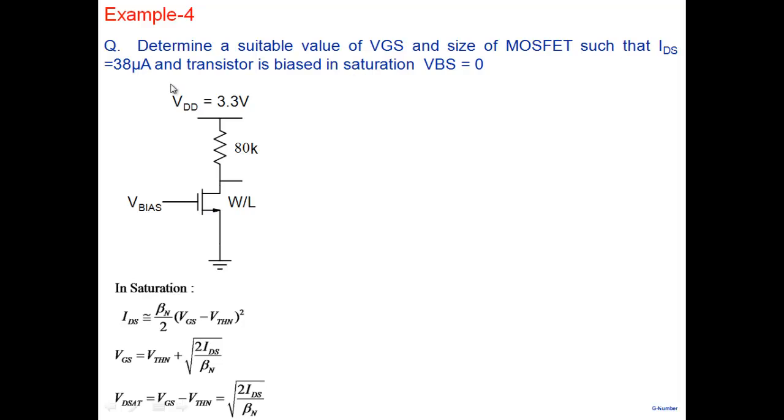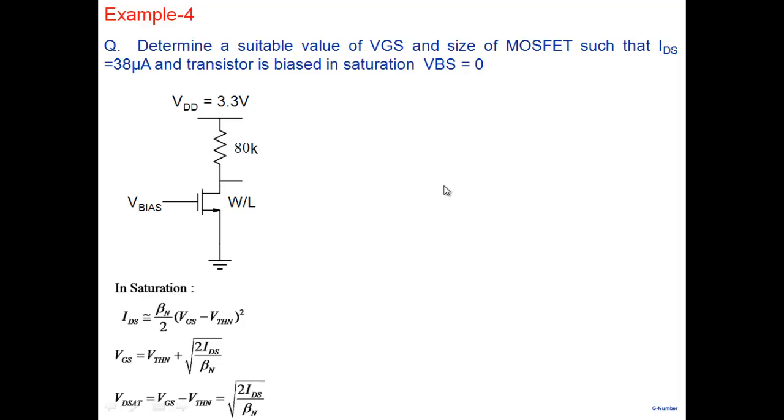And let's say from somewhere the requirement comes that I need to bias it at 38 microamperes. Now, what do I have to determine? The V bias and the W by L. For the saturation region, these are the equations. IDS is here. You can take this equation and rewrite it in terms of VGS and VDsat. VDsat can be written as VGS minus VTHN, or as square root of 2 IDS by beta. Different forms are convenient at different times.